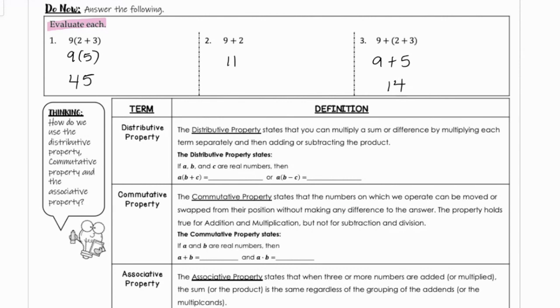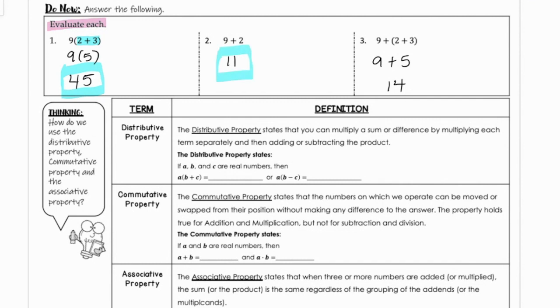Okay, so this is what you should have done. For number 1, I'm using order of operations. So I see PEMDAS, I see parentheses first. I'm going to add that inner parentheses, which is a 5, and then I'm going to multiply it, giving me a 45.